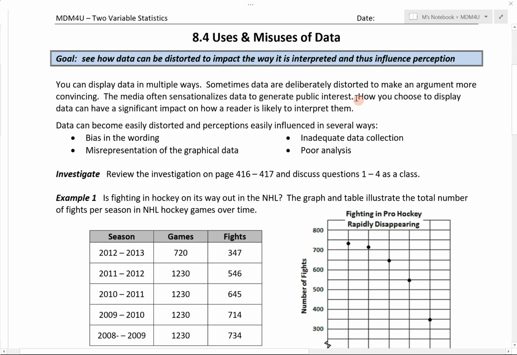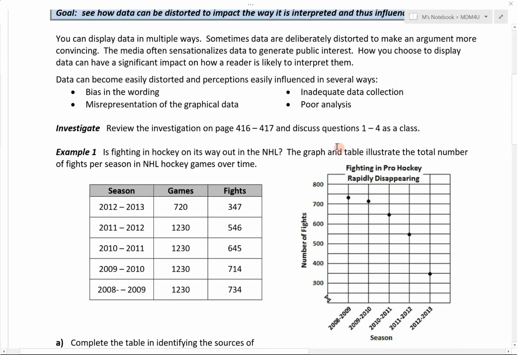And the media often sensationalizes data to generate public interest. Even think about advertising agencies, they would also manipulate data to illustrate a certain bias, sell their product, whatever the case may be. So how you choose to display data can have a significant impact on how a reader is likely to interpret that data. Okay, so how can it be distorted? Well, it can be influenced by the bias in the wording, misrepresentation of the graphical data, inadequate data collection, or very poor analysis in general. So let's have a look at an example.